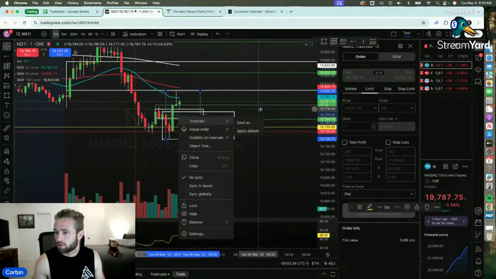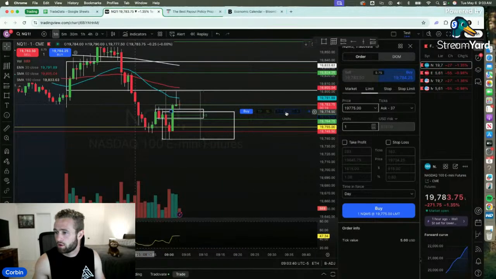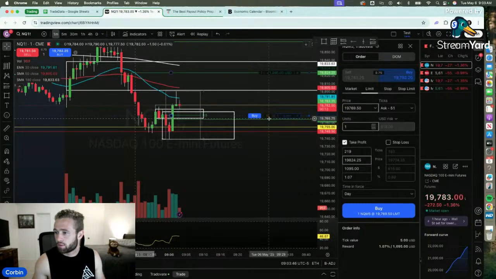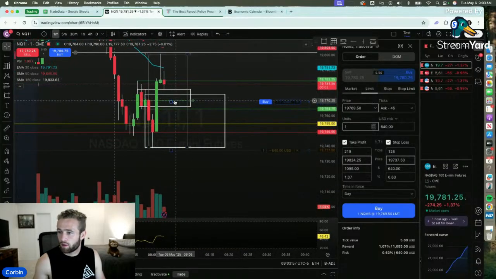Let's see, we got a change in trend there. What does a trade look like? Create new order. We can get a trade right in here. Take profits up there. Stop loss, break below there. That I would be content with.